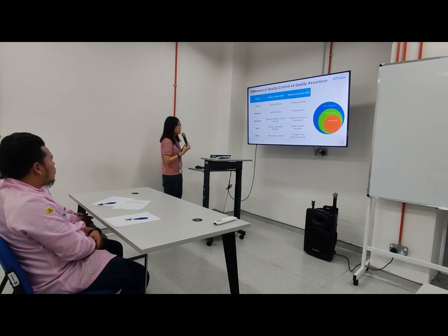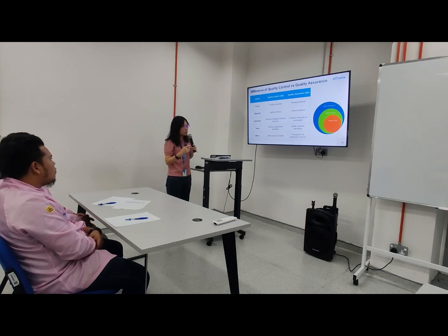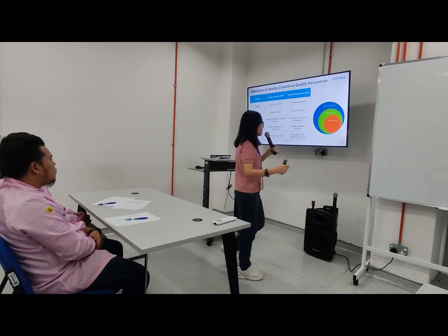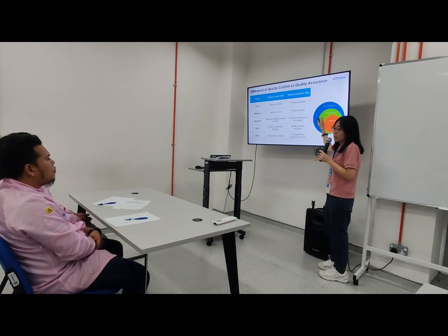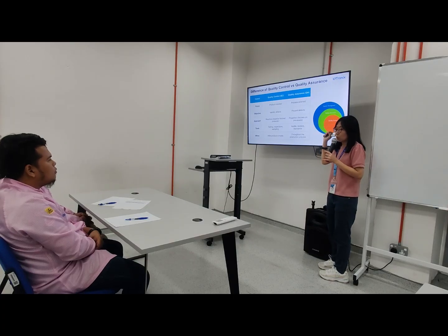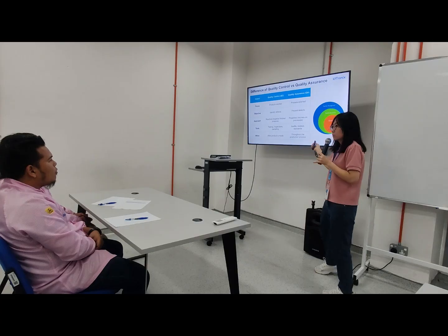For QC, it applies when a product is made during the manufacturing process, while QA is throughout the production process. From this photo you can see the small one is quality control, next is quality assurance, and the big one is quality management. This means QC and QA are included in our whole quality management. Okay? Any question? No.